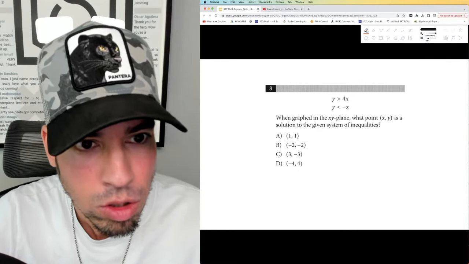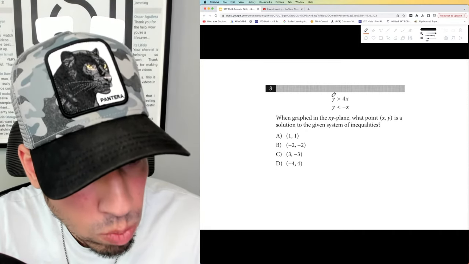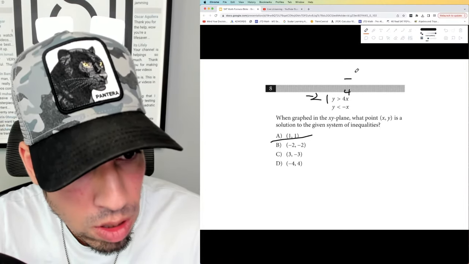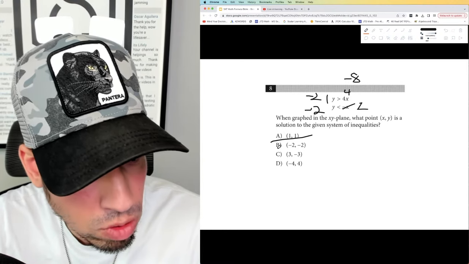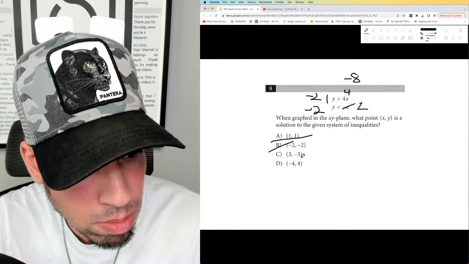All right, so I'm plugging in that 1, 1. Right, 1 is not greater than 4, it's out. This one, -2 is greater than -8, that works. This one, -2 is less than, and that would be +2, that's out. I think it's going to be D, no, it's going to be C probably.